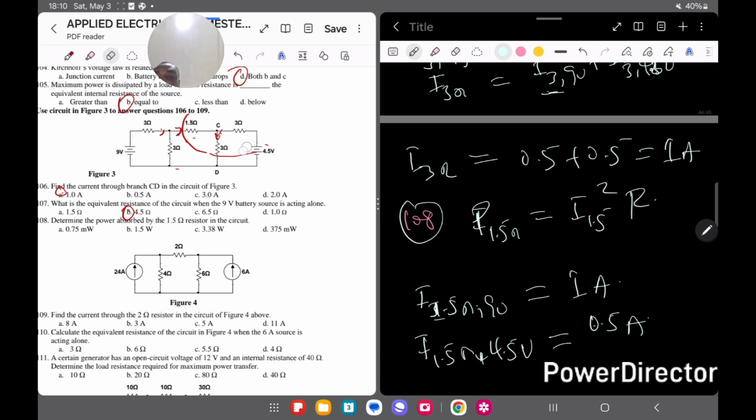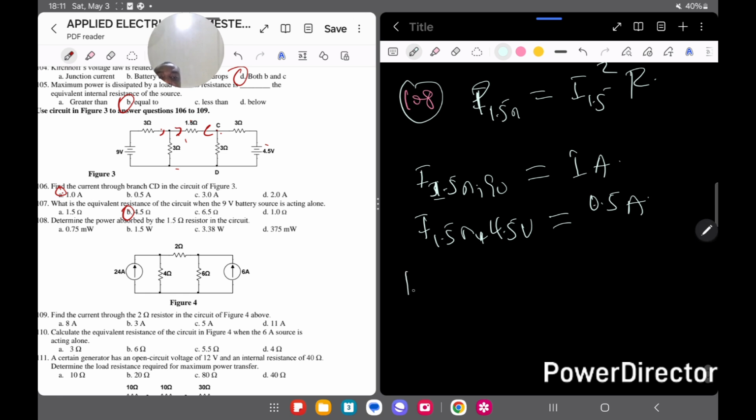When you have 4.5 volts acting alone, the current is going to be moving in this direction. You can see the currents are in opposite directions. So we are going to take the one moving from left to right to be positive, and the one moving from right to left to be negative. So the current passing through the 1.5 ohms resistor is going to be 1 minus 0.5, which is 0.5 ampere.